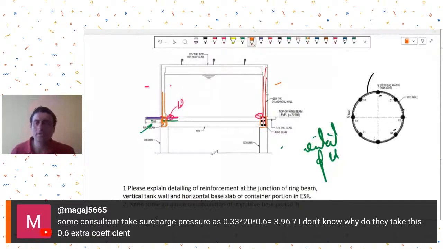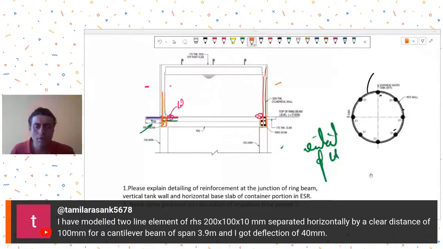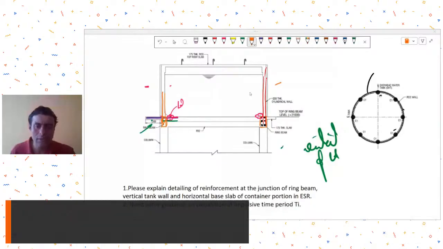So this was his query. Engineer Tamilarasan is asking, I have modeled two line elements of RHS 200 into 100 mm separated horizontally by a clear distance of 100 mm for a cantilever beam of span 3.9 meter, and I have got a deflection of 40 mm.